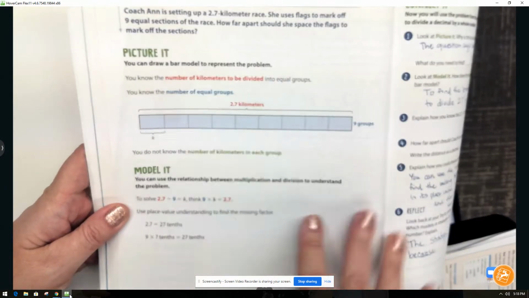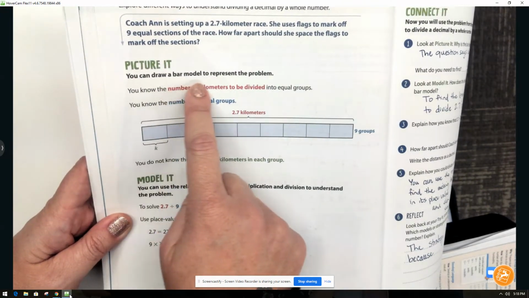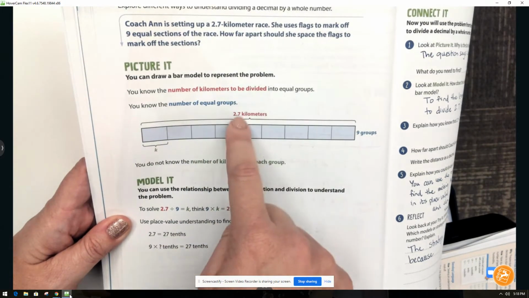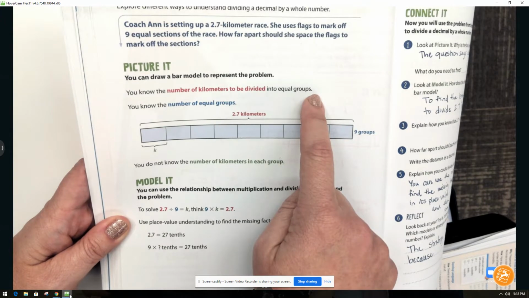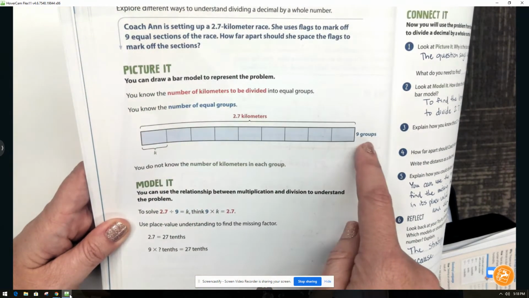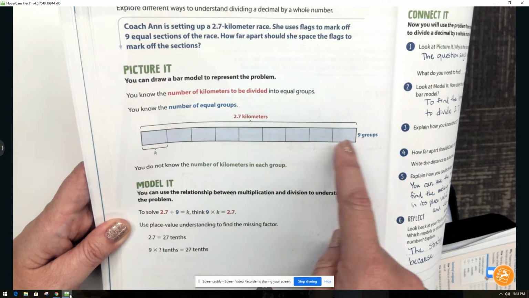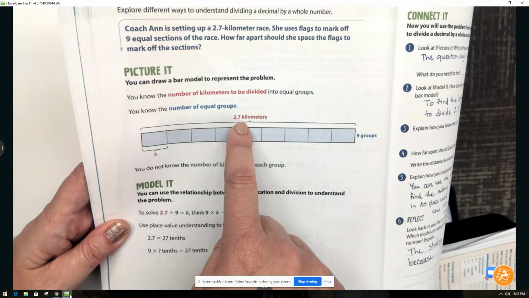So on here, they drew a very similar picture to what I just did. It says you can draw a bar model to represent the problem. You know the number of kilometers to be divided, which is 2 7/10 kilometers, and we know it's being divided into equal groups. And we also know the number of equal groups. We knew that there were 9 groups. So we took this bar, we broke the bar into 9 equal groups. We know that the whole length is 2 7/10.